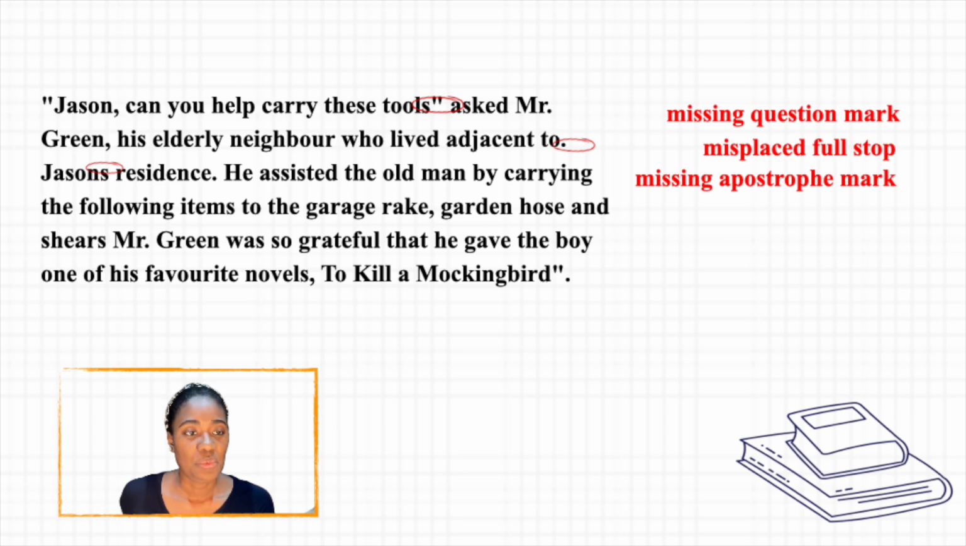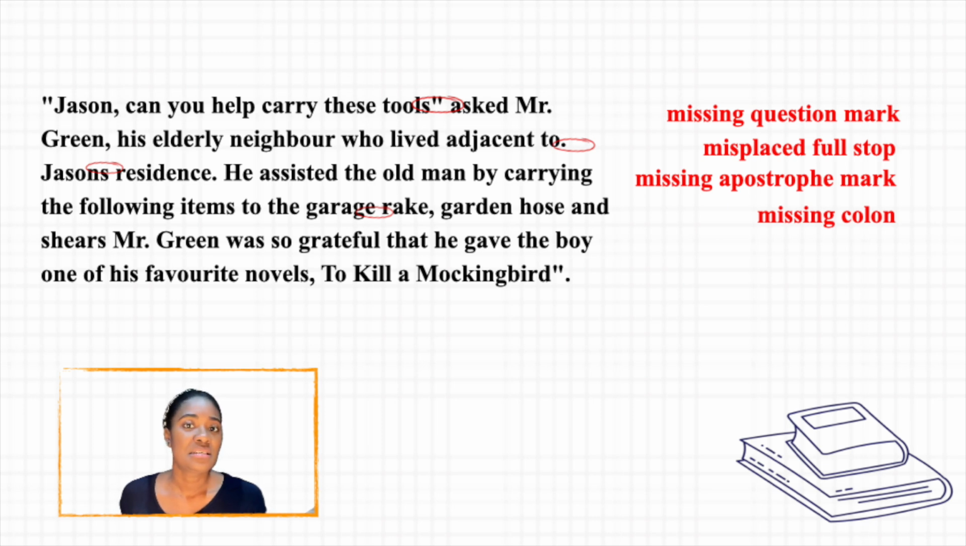The next thing that we want to look for in line 4 is that we see here the following items to the garage with the things that Jason assisted Mr. Green with. And to indicate that we have a list of items, especially since the word following has been used, we should use a punctuation mark to introduce that list, and therefore the punctuation mark should be a missing colon: garage, colon, rake, garden hose, and shears.